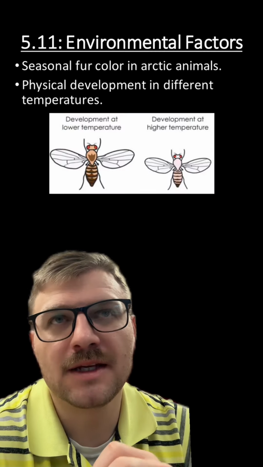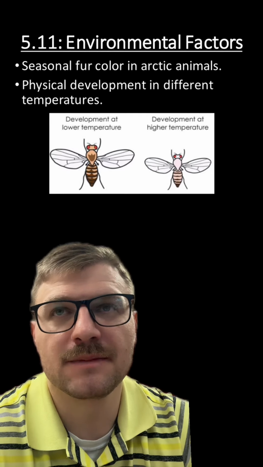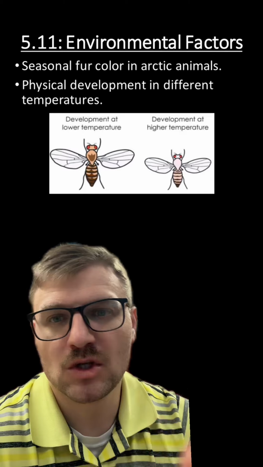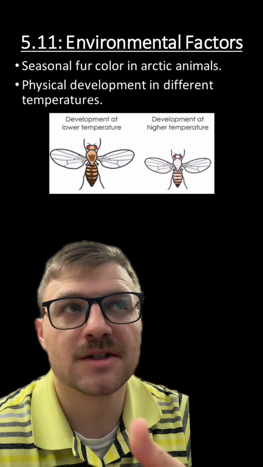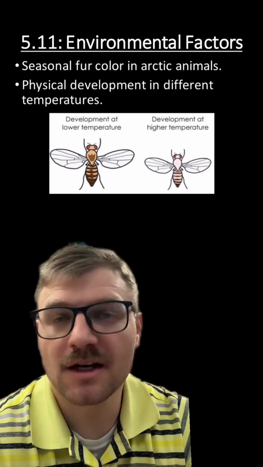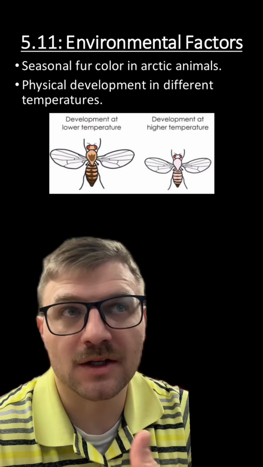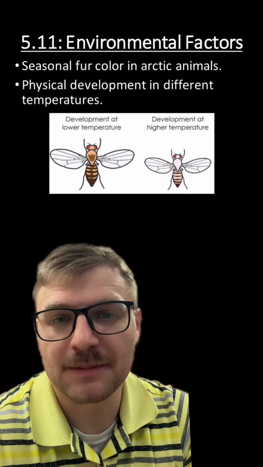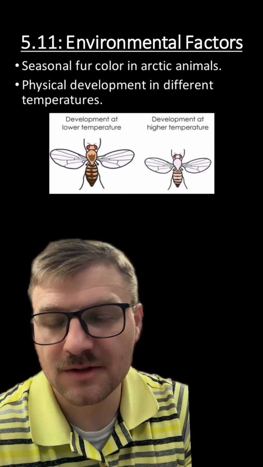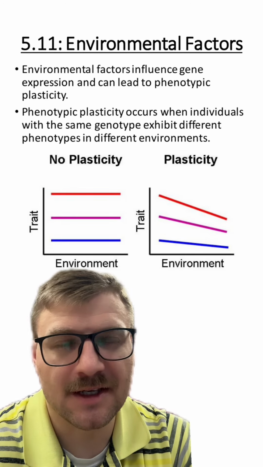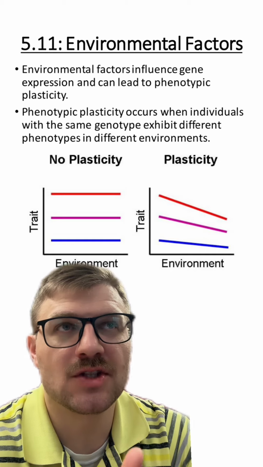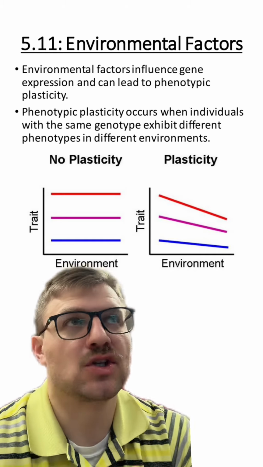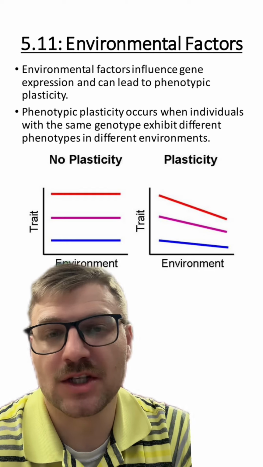Another example would be the physical development of an organism in different temperatures or weathers. So like seasonal fur in Arctic animals might be a little bit thicker to keep the organism warmer in colder temperatures. Or you can see in this fly example what these two different types of flies look like at different temperatures. So again, phenotypic plasticity is when the environment changes the phenotype of an organism and changes their traits a little bit by changing the gene expression.